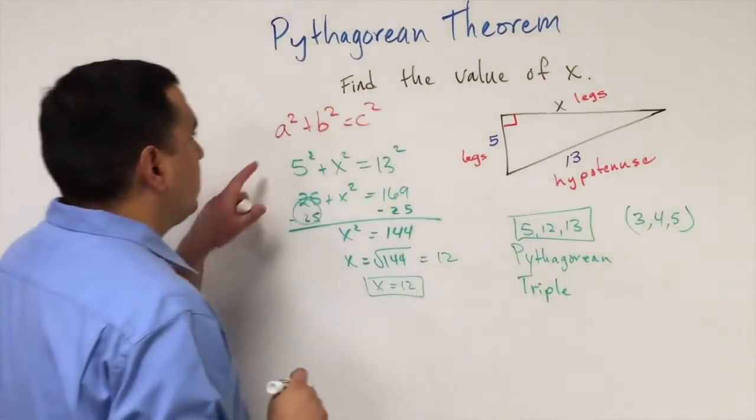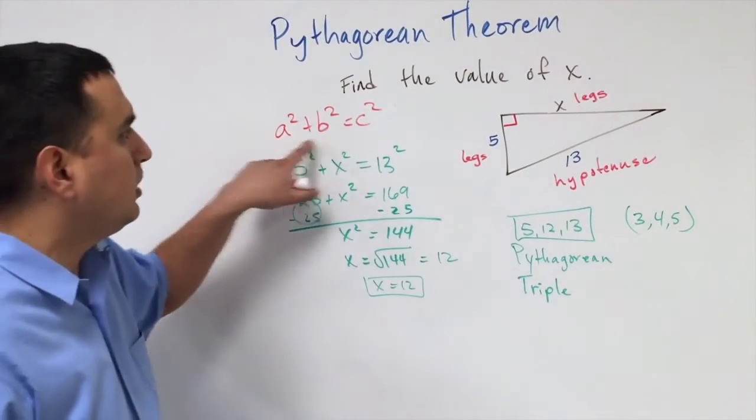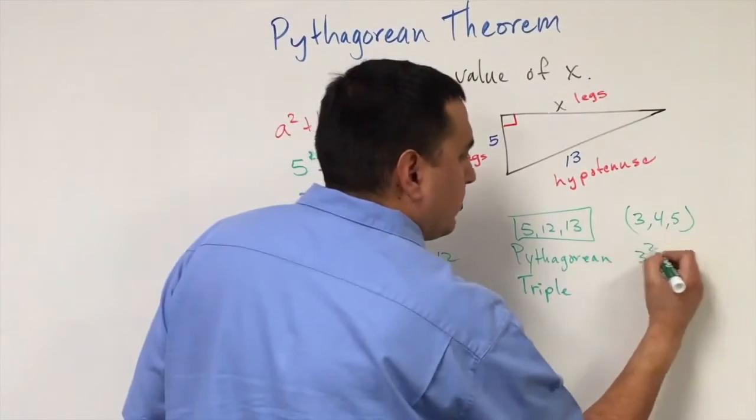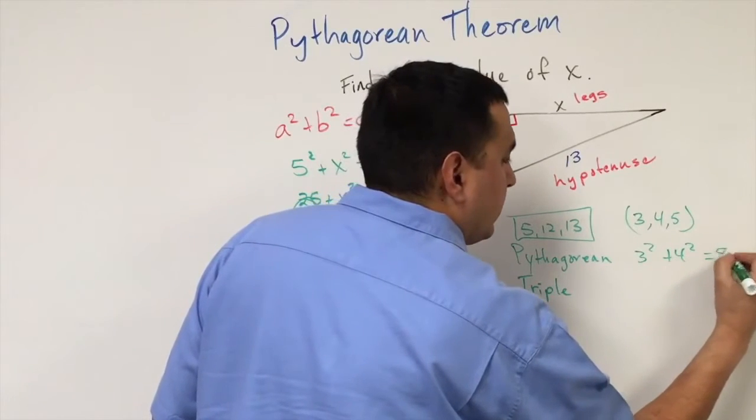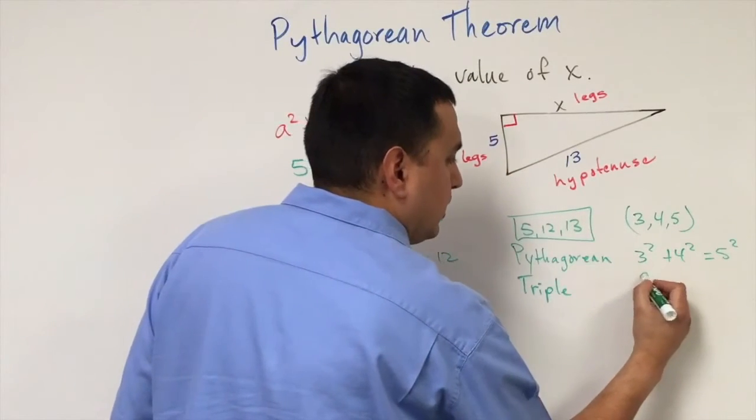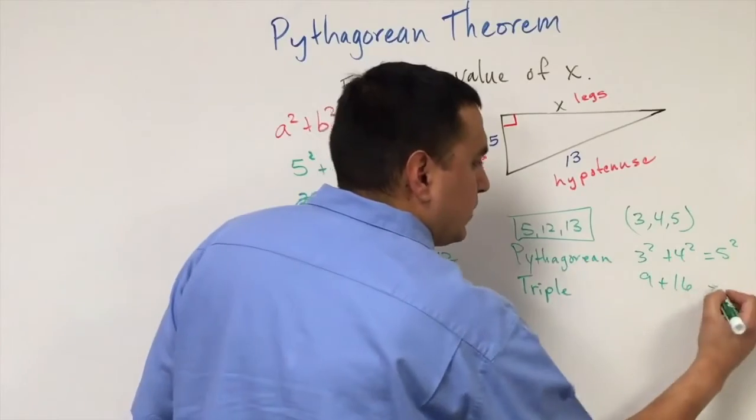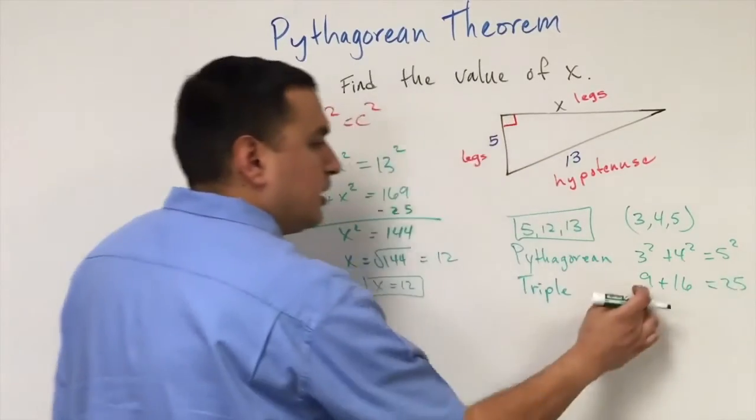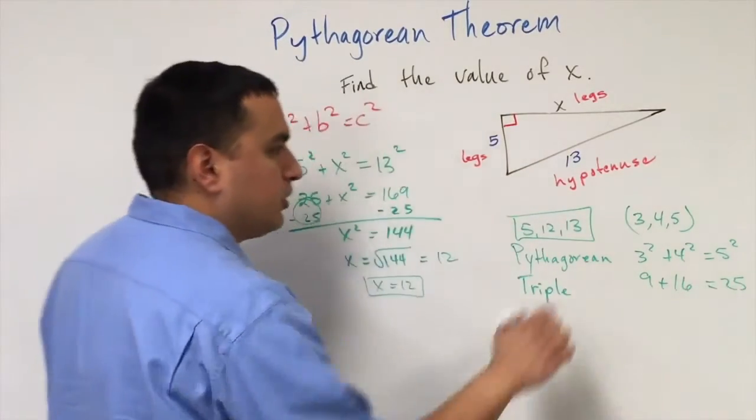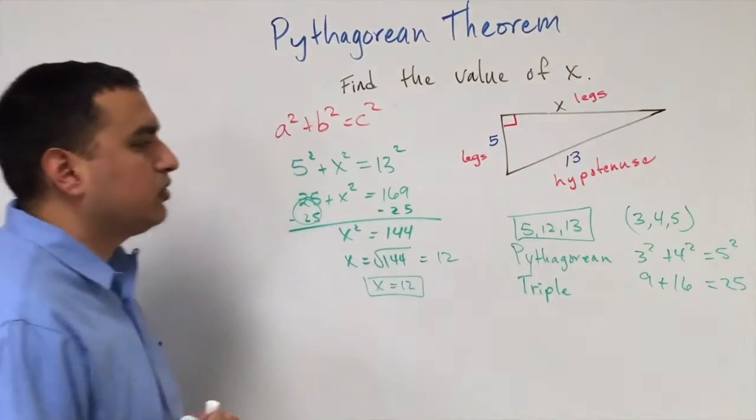Another example would be the numbers 3, 4, and 5. If you plug them into this formula, it works. You'd have 3 squared plus 4 squared is equal to 5 squared. This would be 9, that one would be 16, and this would be 25. 9 plus 16 is 25. So this would be another example of a Pythagorean triple.